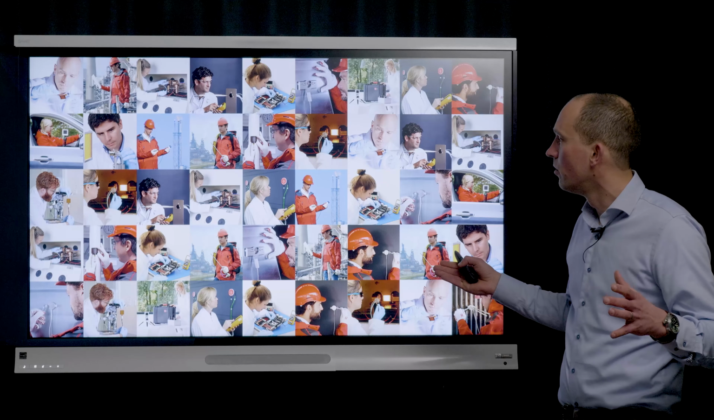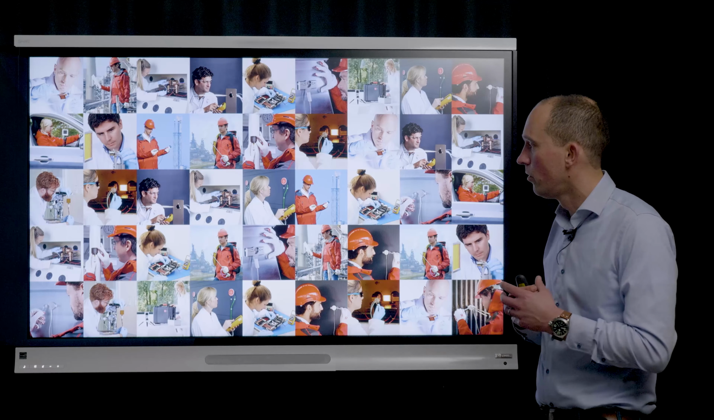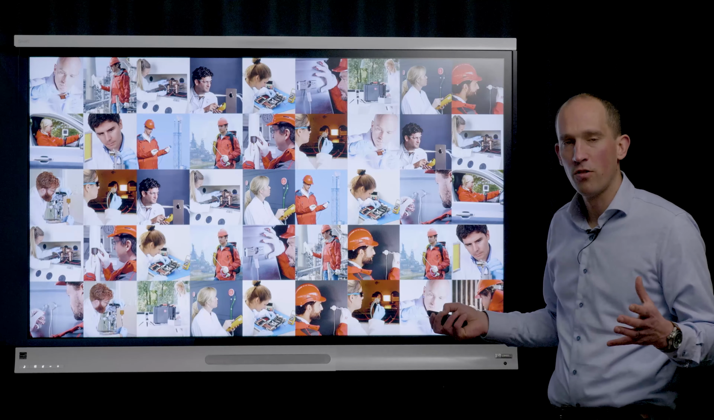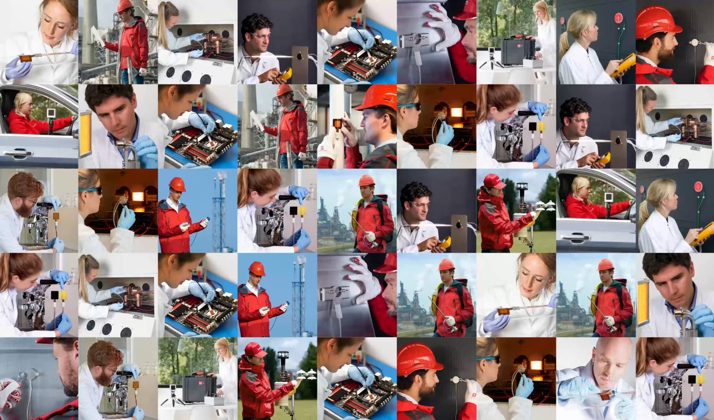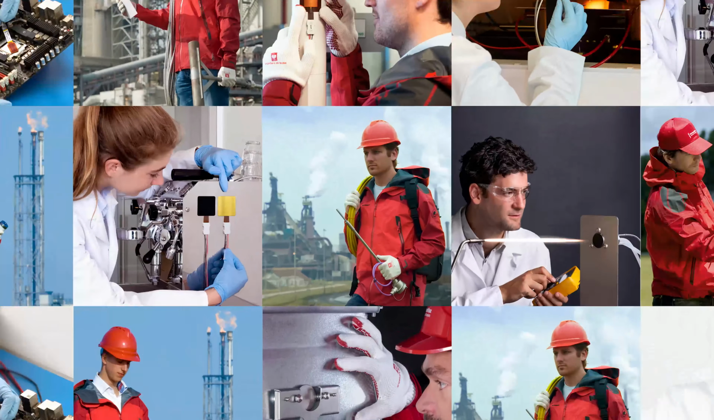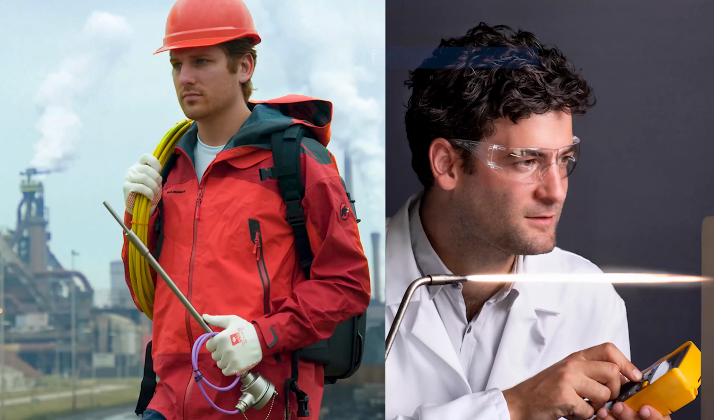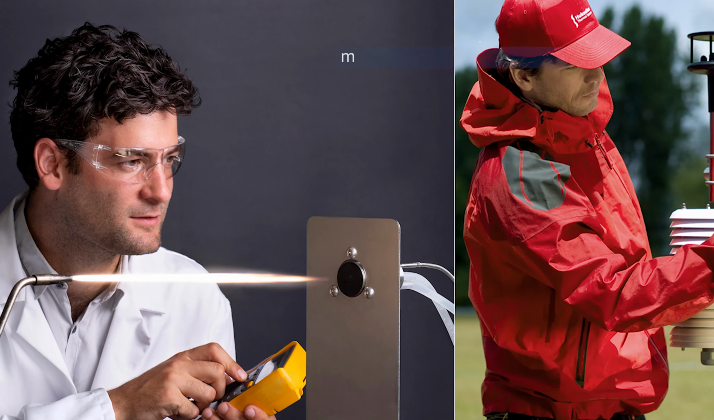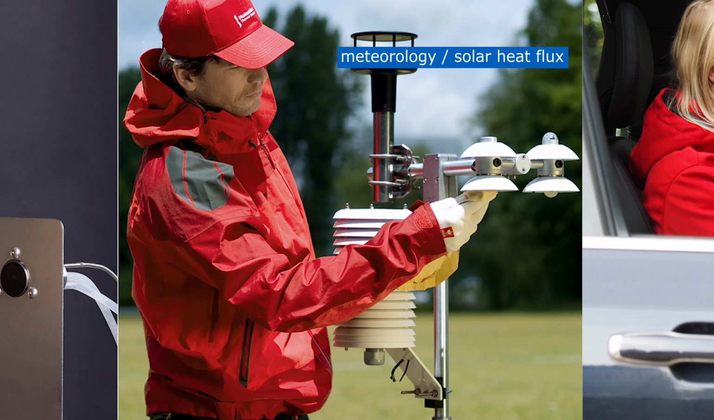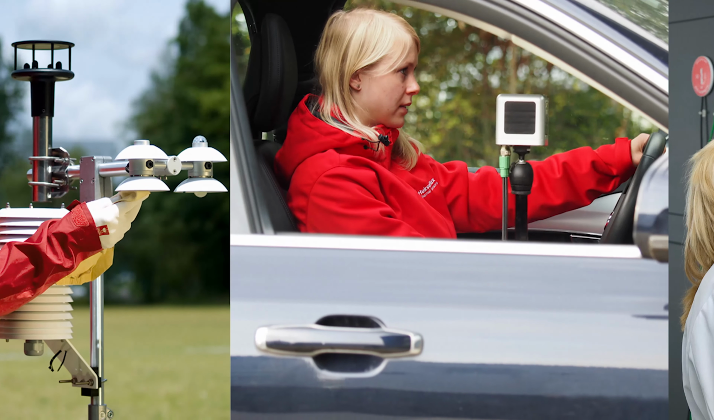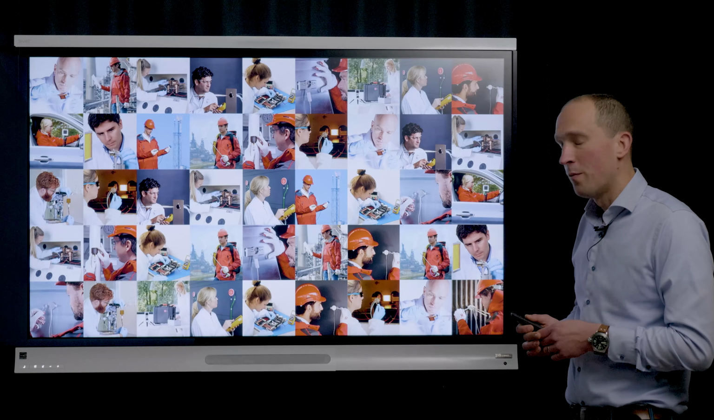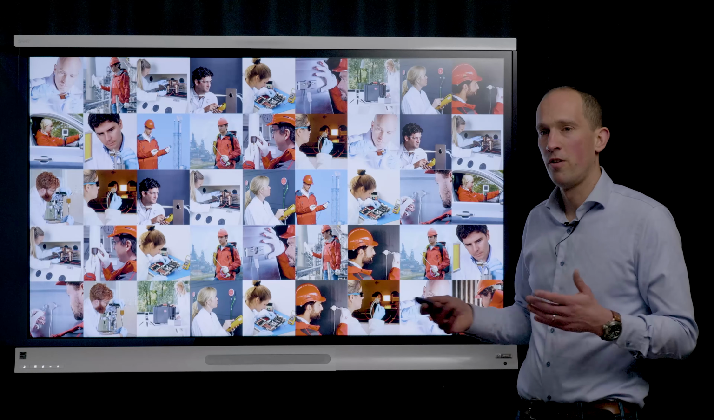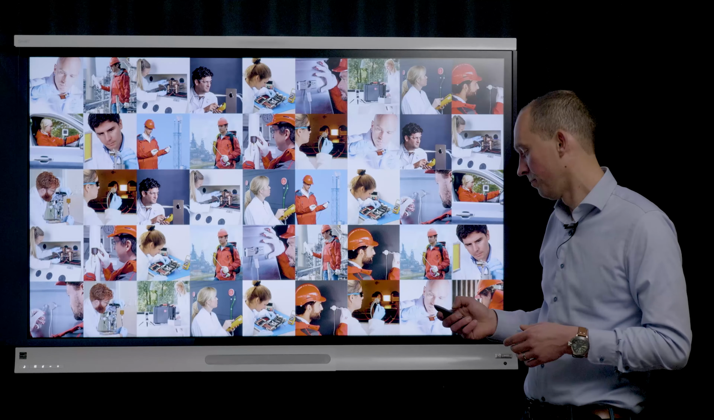Here in this overview, you see all the applications that we service right now. If you look at this slide, you see there is industry involved, there is fire and flame testing, meteorology is a market where a lot of heat flux is being measured, thermal comfort measurement, building physics. Whenever there is heat flowing, heat flux is an interesting quantity to measure.